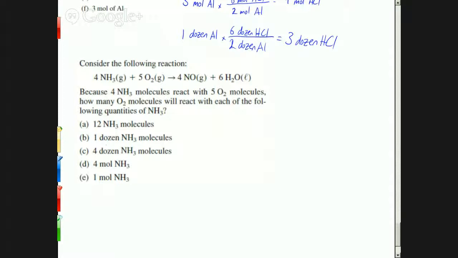And when it works out nicely, there's no problem doing that kind of thing. As we'll see in a little bit, sometimes the numbers get a little bit trickier. But the way to set it up like this is to take the same idea. So we've got 12 NH3 times 4 of these to 5 of these, or 5 to 4. And that's going to give us 15 O2.